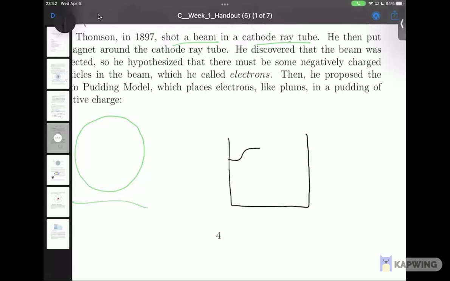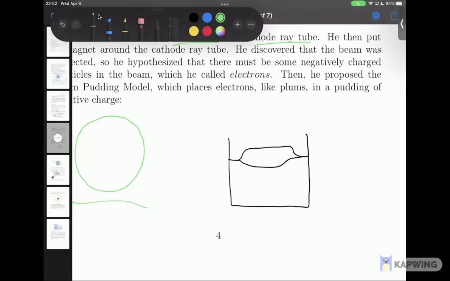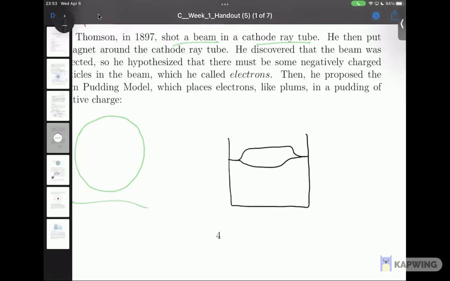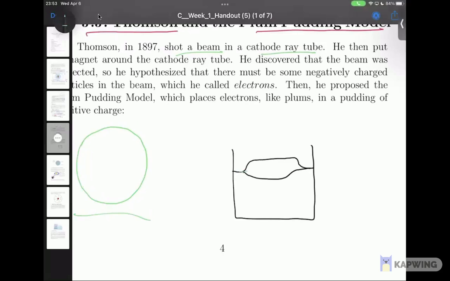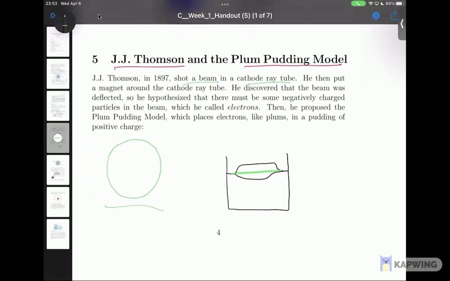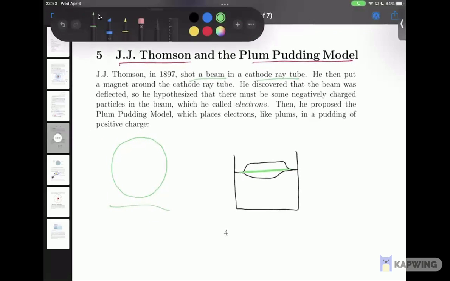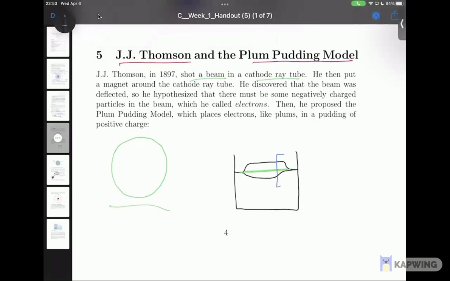So it's just a tube. And there's a cathode ray. My artistic skills are not the best, but I can try to draw this cathode ray. So he just shot a cathode beam right here into the tube. Now what happened is that he took a magnet and put it around the tube.